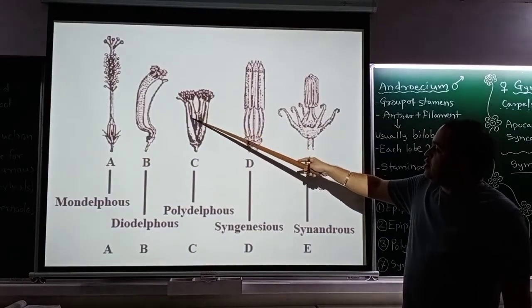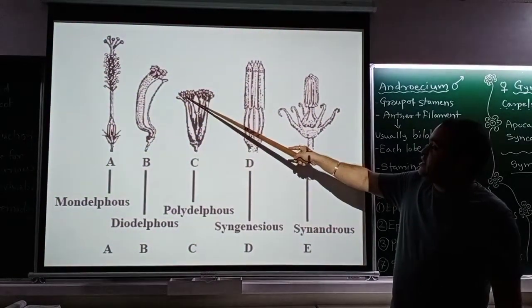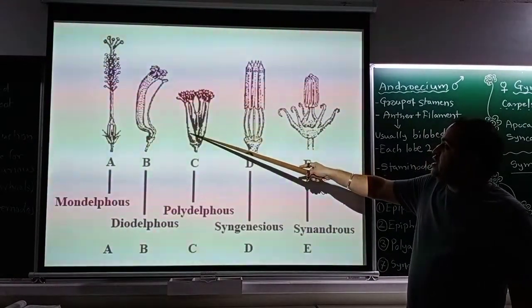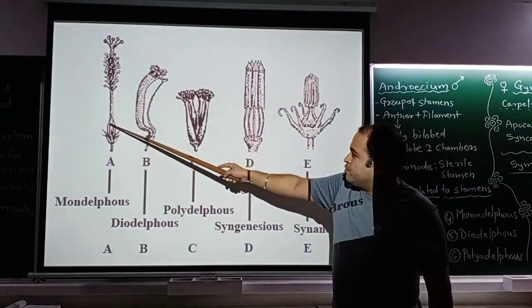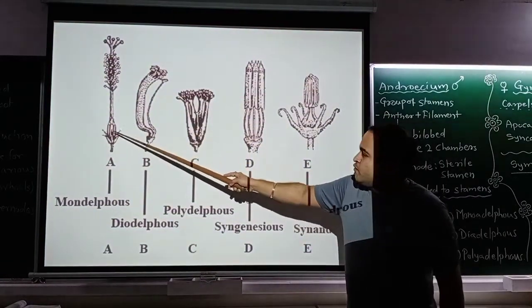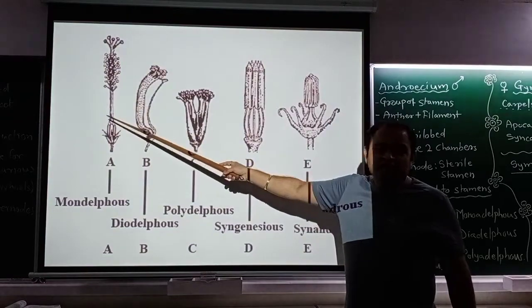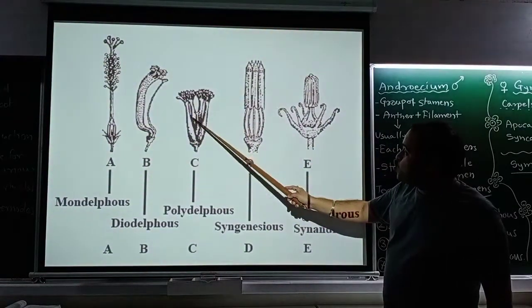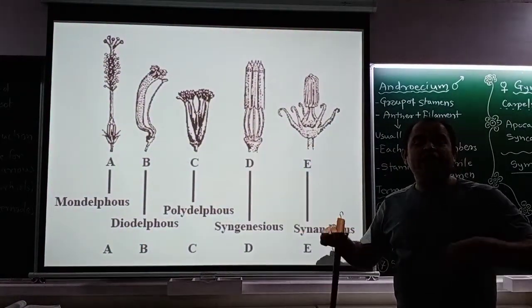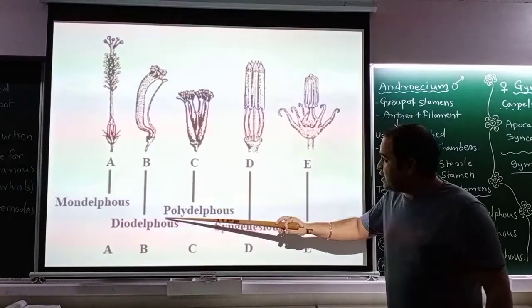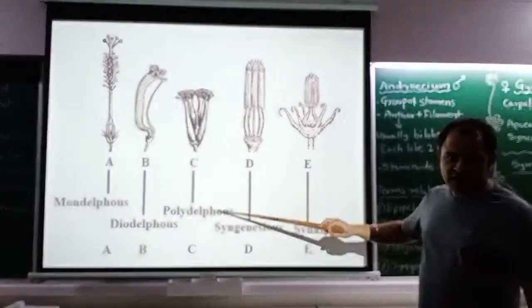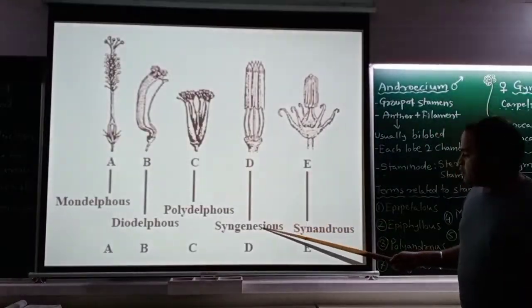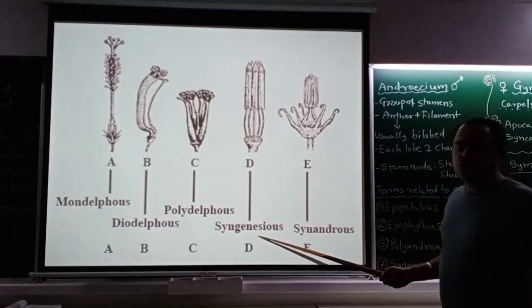Many anthers are present, but a typical adelphi condition when these staminal tubes are formed. So there are so many staminal tubes, hence polyadelphy. This is monoadelphy, diadelphy and polyadelphy. This particular condition you need to understand.